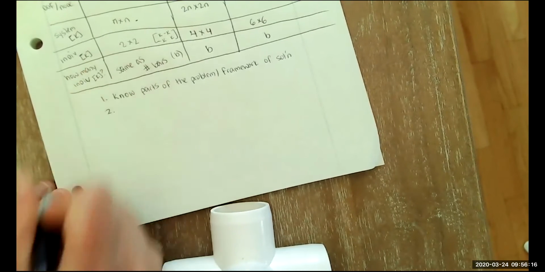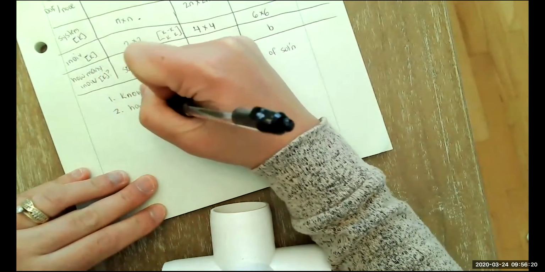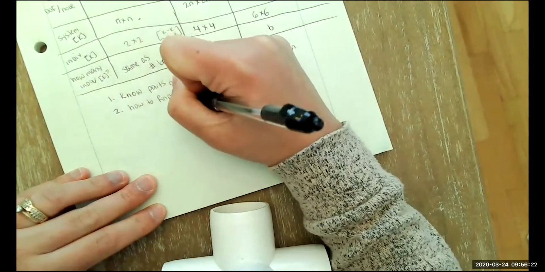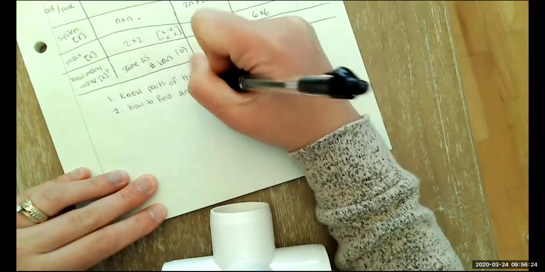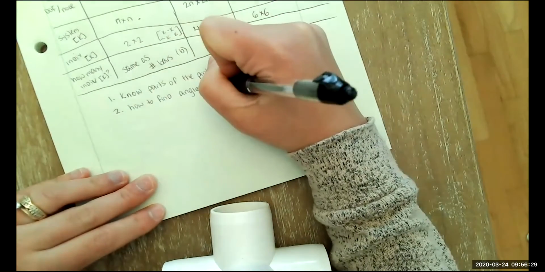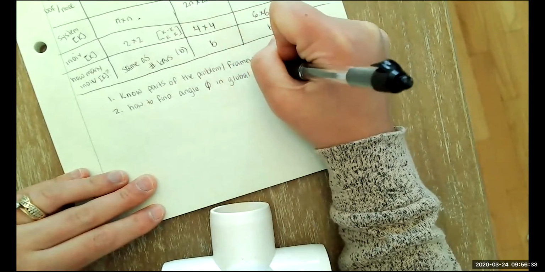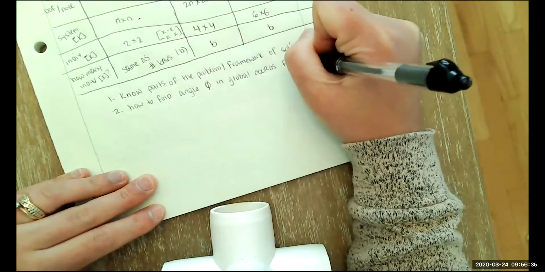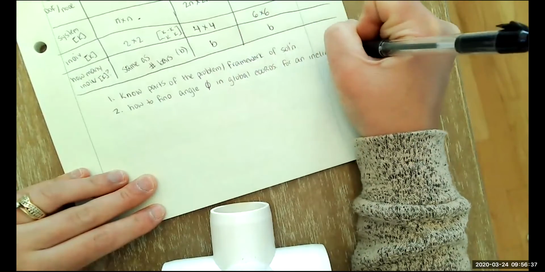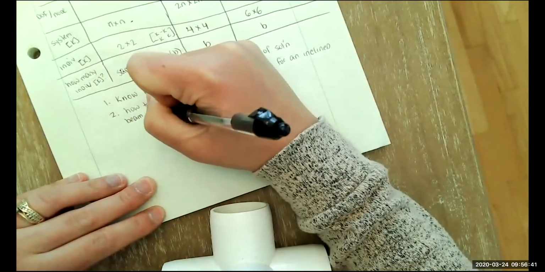Another important concept for this is how to find the angle of my beam. So my angle, which we call phi, in global coordinates for an inclined beam on a frame.